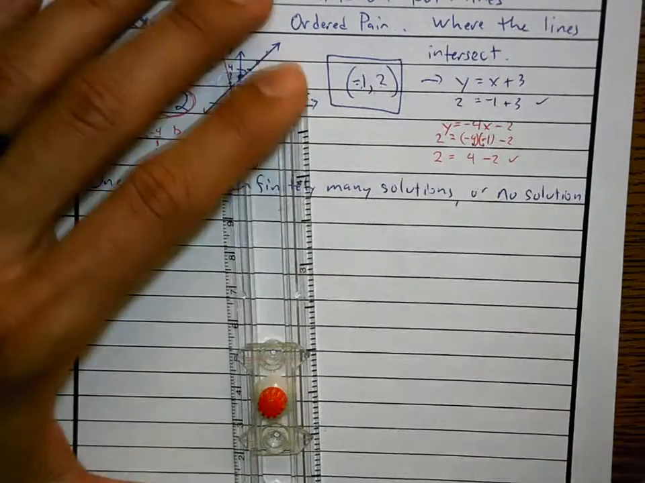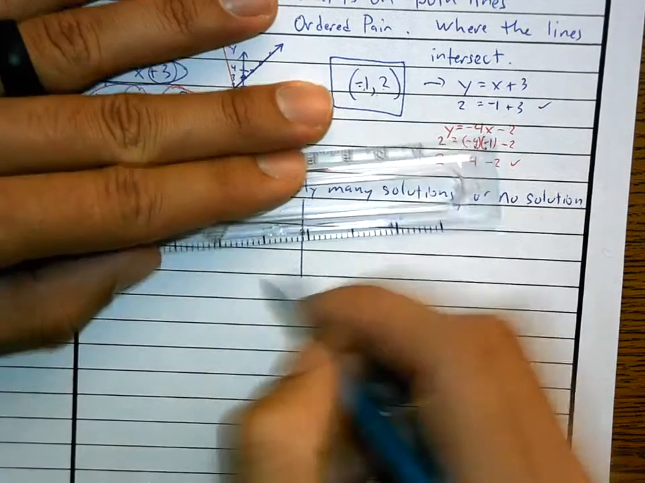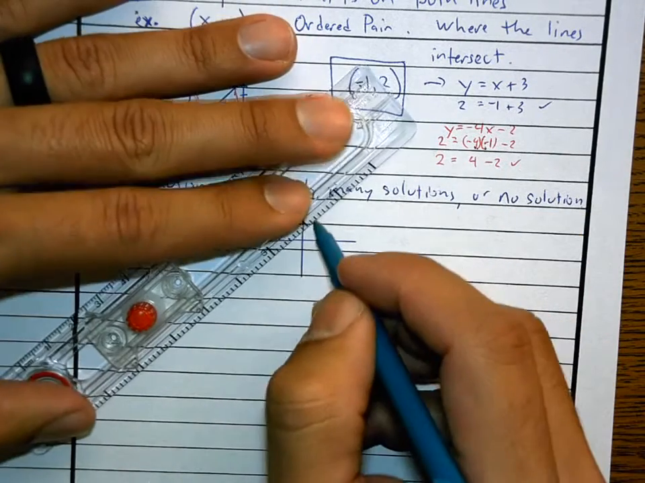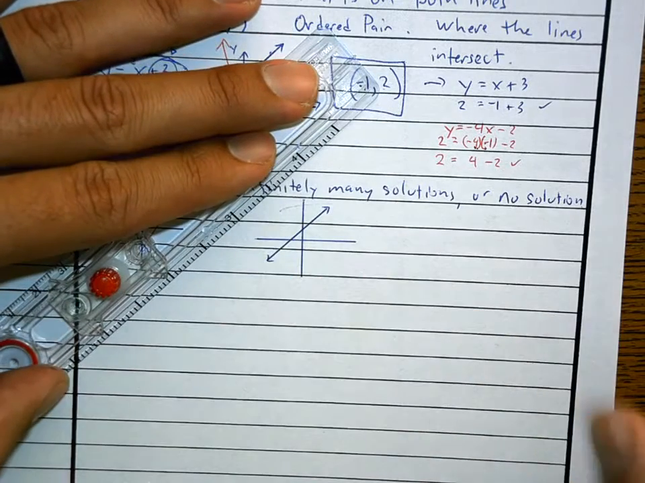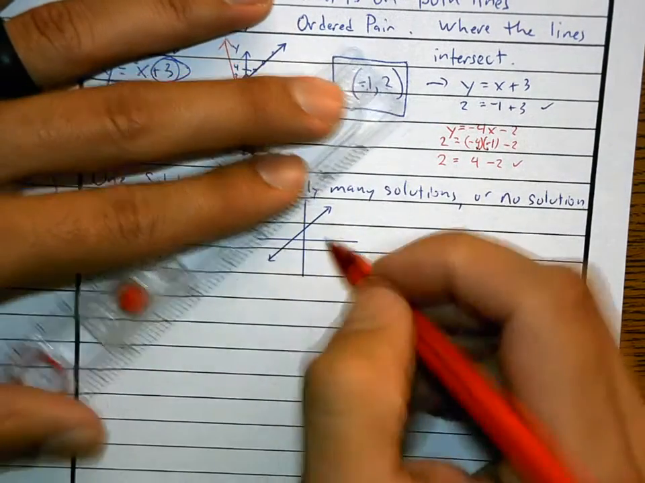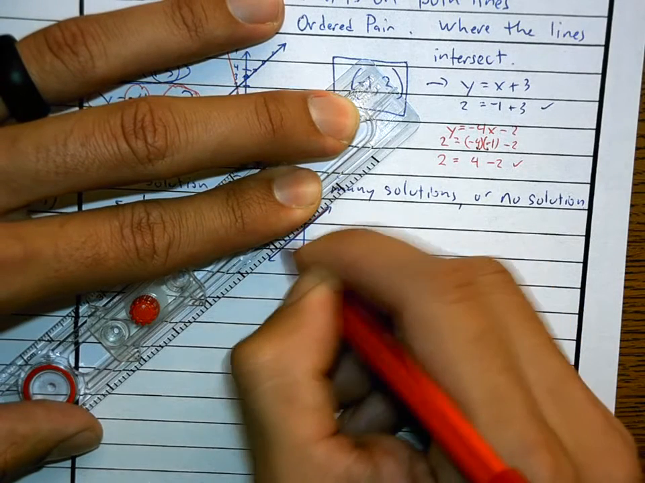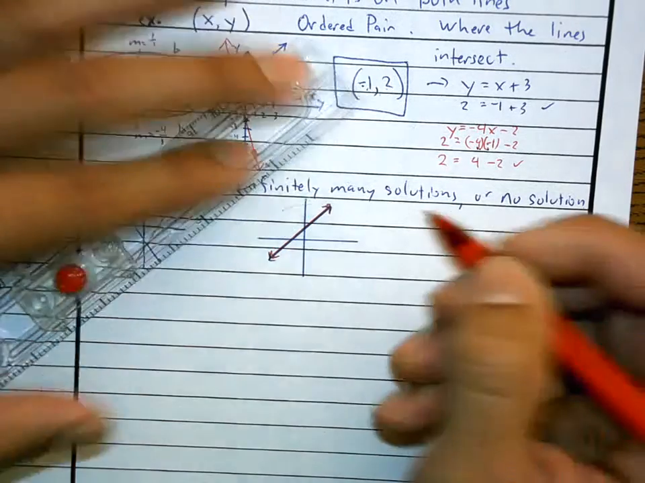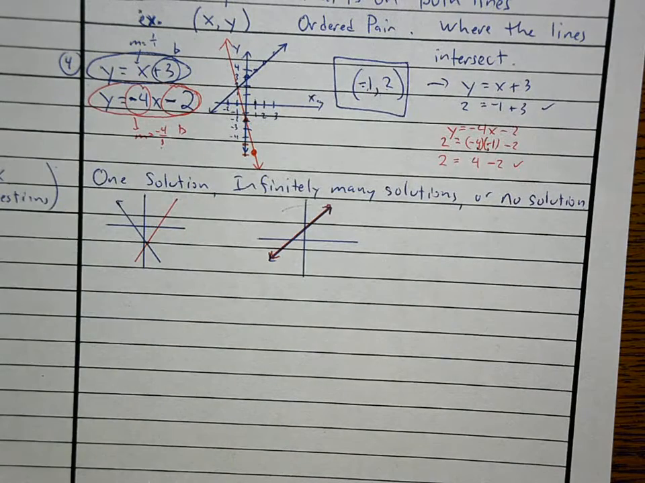Infinitely many solutions, on the other hand, sometimes you're going to get something where you have one line and then a second line is right on top of the other line. The blue line and the red line are on top of each other.